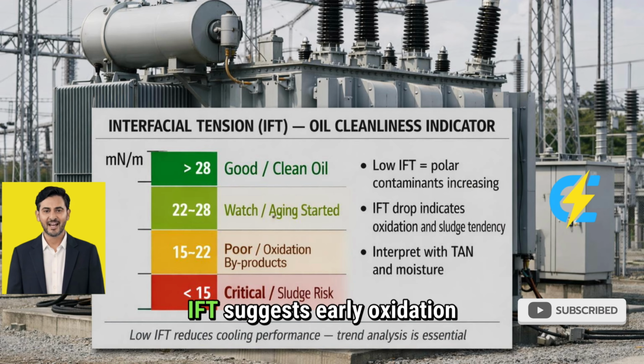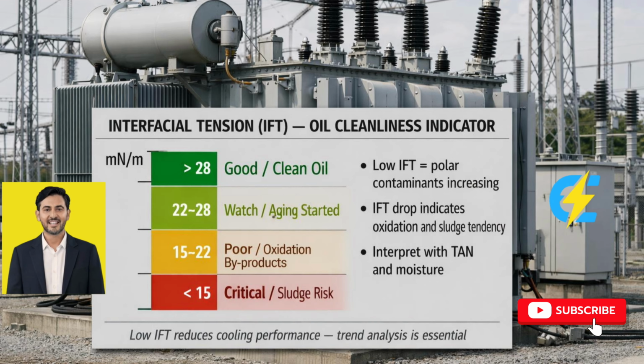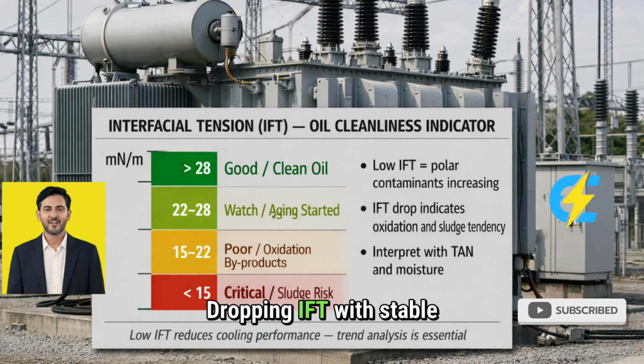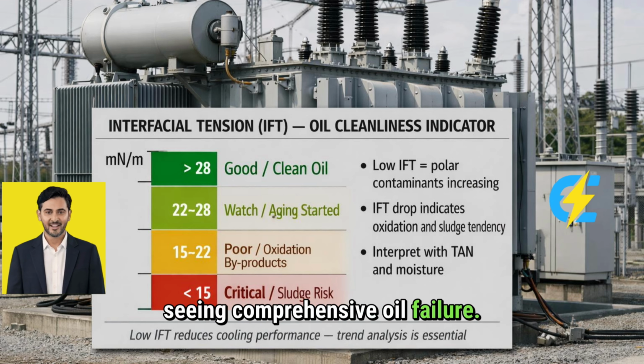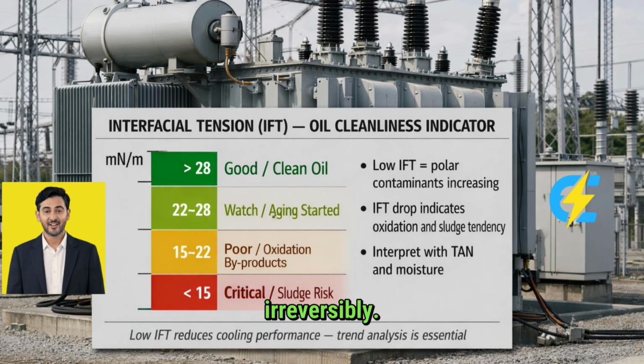Rising TAN with stable IFT suggests early oxidation that's still manageable. Dropping IFT with stable TAN might indicate external contamination. But when both TAN and power factor rise while IFT drops, you're seeing comprehensive oil failure. The chemistry has shifted irreversibly.